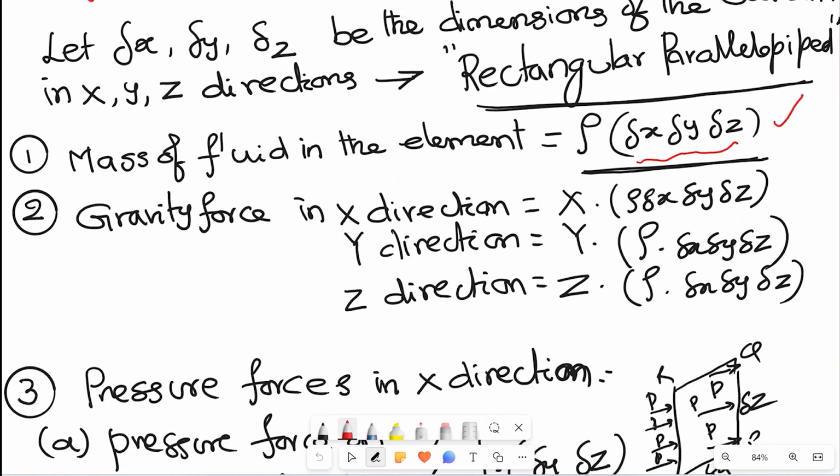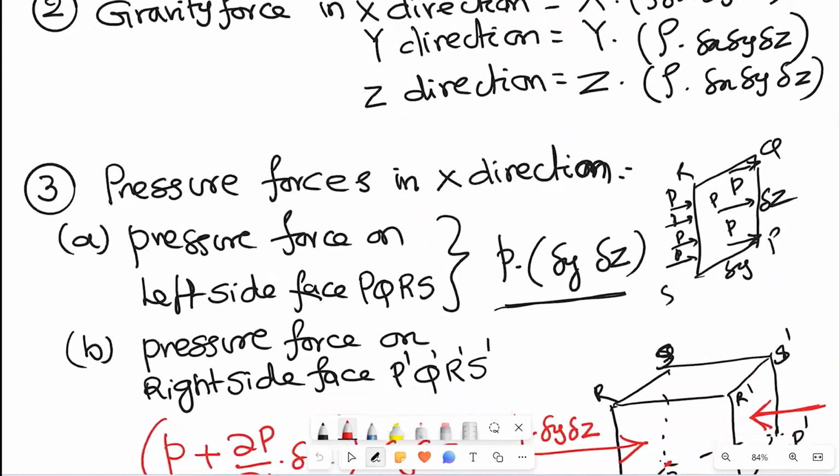So what is the gravity force in the X direction? X is the gravity force per unit mass. Multiplying by mass, I put X into rho delta X, delta Y, delta Z. Similarly in the other two directions. Now coming to the pressure force. There are two phases in the X direction. One is PQRS, the other one is P dash Q dash R dash S dash.